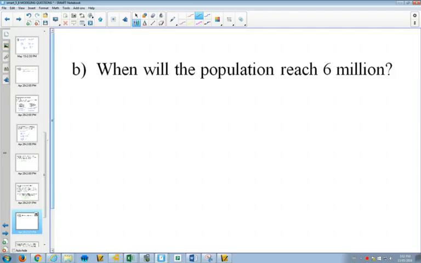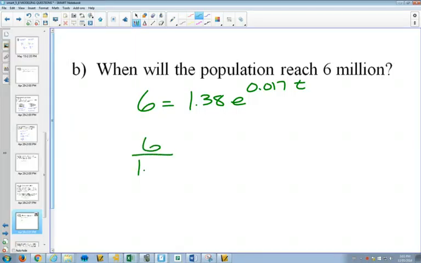This is where logarithms come in. When will the population reach 6 million? So we know that the amount is 6 million, and for our initial amount, we had 1.38. And we're wanting to solve for t. Again, since we're using e, it's going to make sense to use the natural log. I would take the time to divide both sides by 1.38 first. You don't have to, but it just means you have fewer log laws to use.